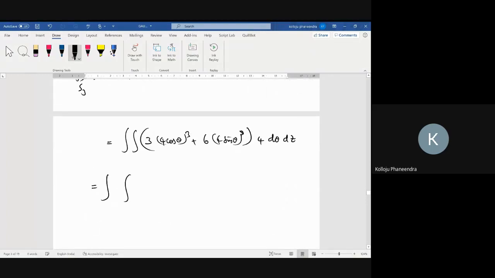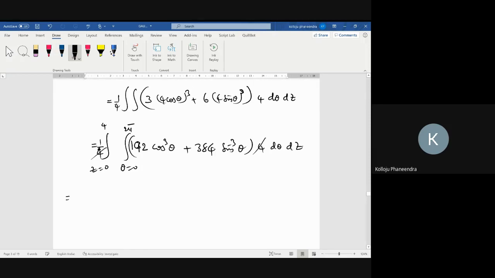So this is equal to theta from 0 to 2 pi, 1 by 4, and z from 0 to 4. And what does this become? 64 into 3, 192 cos cube theta, plus 64 into 6, 384 sin cube theta, times 4 d theta dz. This 4 gets cancelled now.